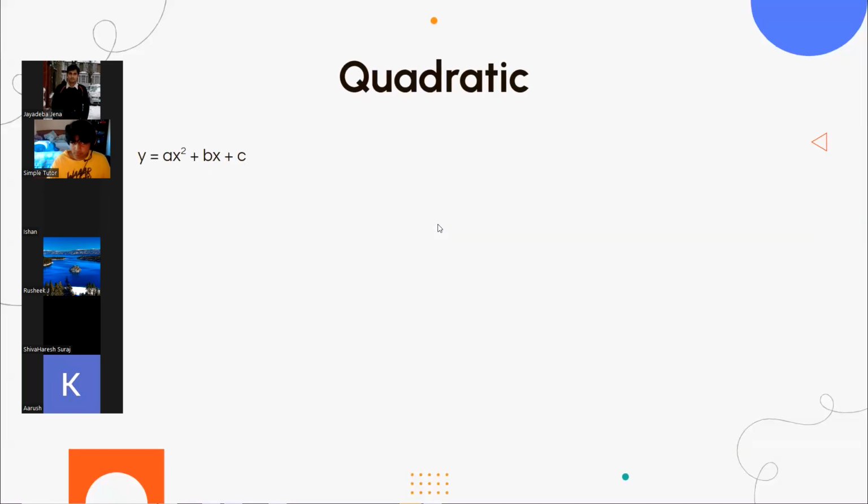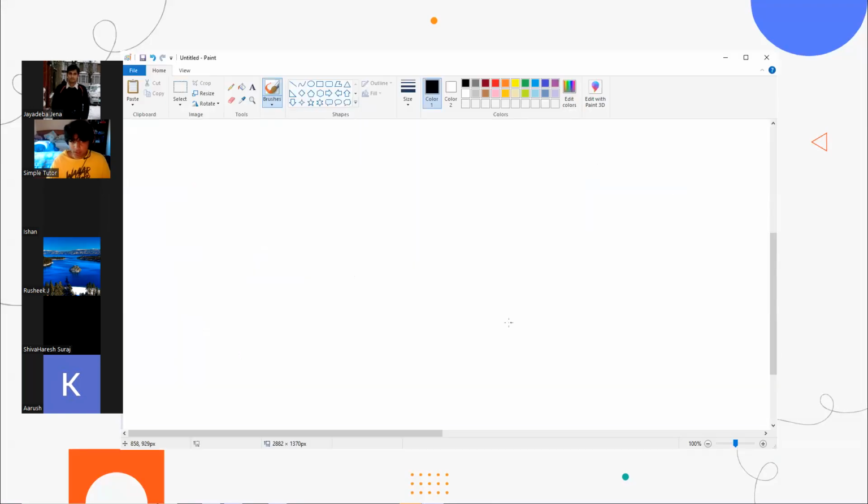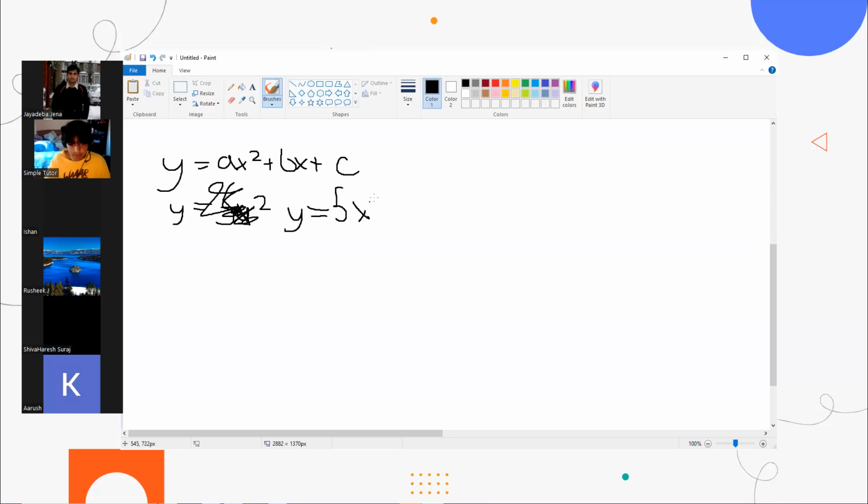So if I write this in terms of ax squared plus bx plus c, this is just an example equation right here. Let's say y equals 5x squared plus 9x minus 12. This would be our a term. This would be our b term. This would be our c term.